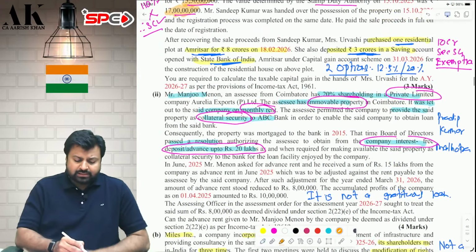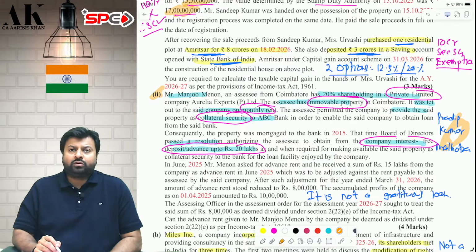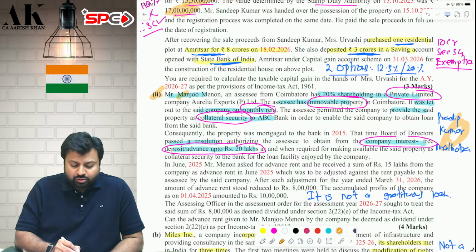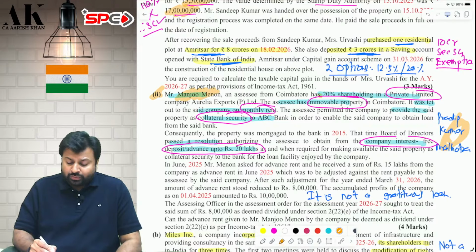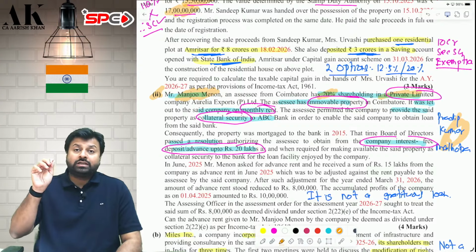Next one is a case law question of Pradeep Kumar Malhotra. Very important case law which we have done in the chapter of deemed dividend under 2(22)(e). What is Pradeep Kumar Malhotra doing over here? The name of the assessee in this question is Manju Menon. Manju Menon has 20% share in a private company. So Manju Menon has 20% share in a closely held company.